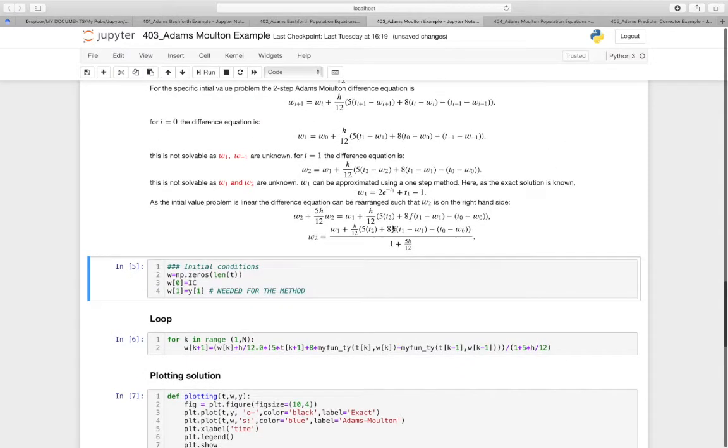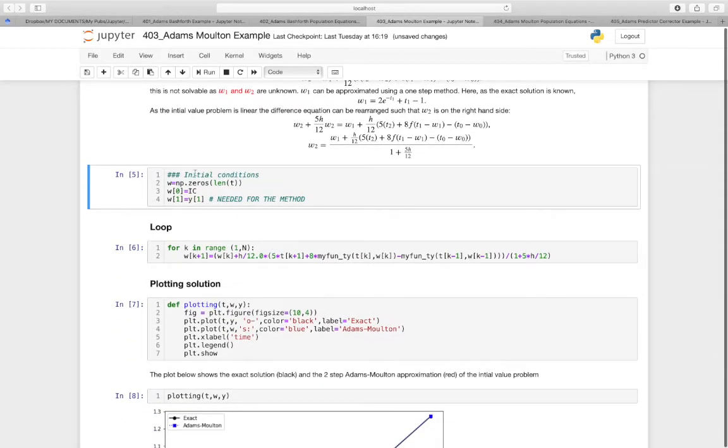So what can we do here? Well, we can address the w_1 situation by approximating that using a one-step method, or in our case here, the exact solution. But if we solve for w_2, then we've solved the equation. So we rearrange this equation, as it's linear, to bring all the w_2 terms onto one side. So we take this term and bring it over here, so we have w_2 plus 5h/12 w_2, and everything here is known. Rearranging this gives us w_2 equal to w_1 plus everything else, all divided by 1 plus 5h/12.